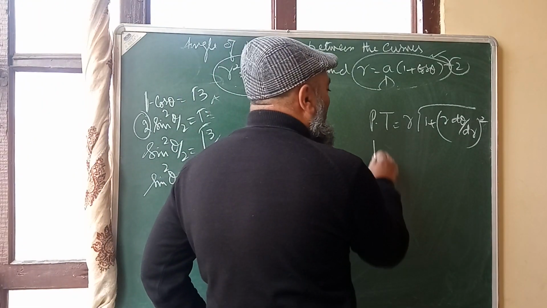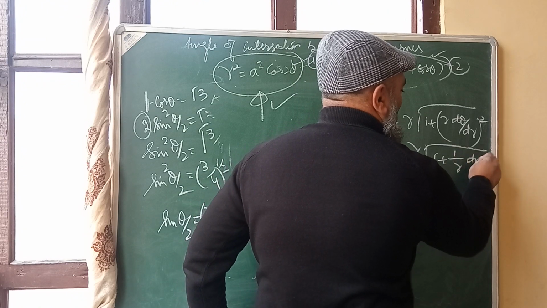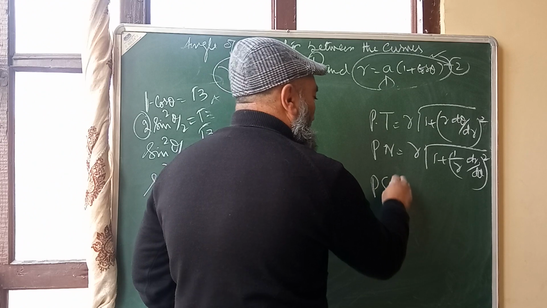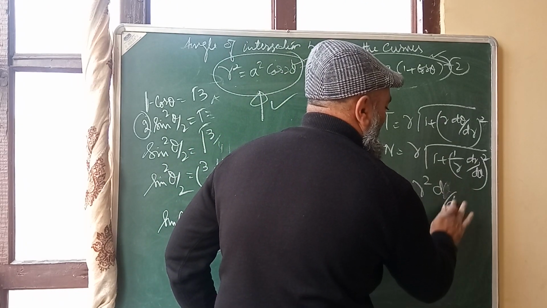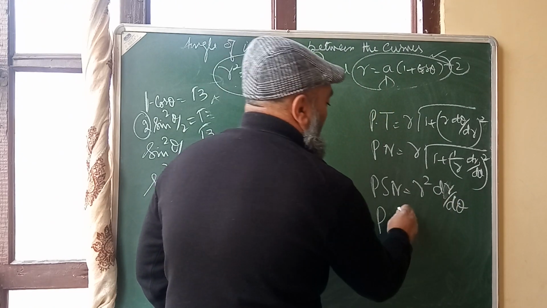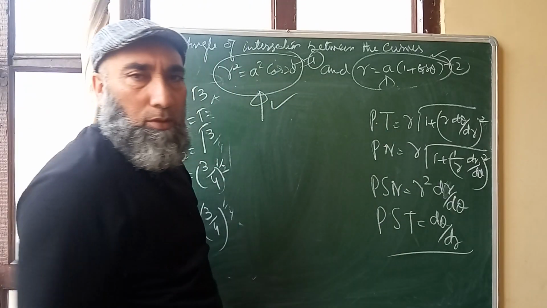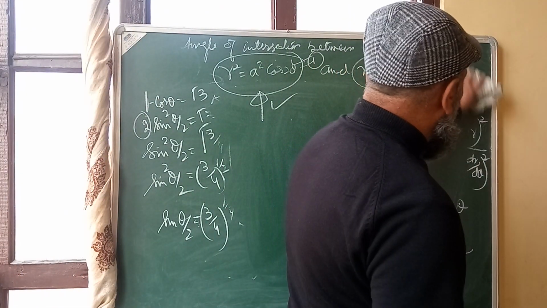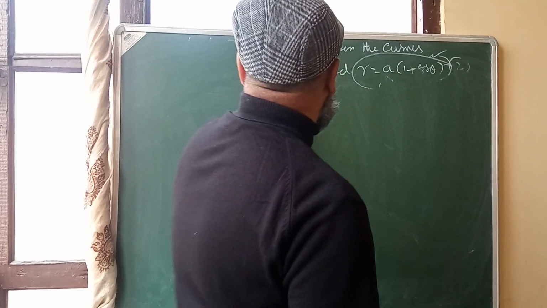What is the length of polar normal? It is r root of 1 plus 1 by r dr by d theta whole square. What is the length of polar subnormal? It is r square d theta by dr by d theta. What is the length of polar subtangent? It is r square d theta by dr. Simple, nothing to be worried about. You know everything. So let me just show you one question on this. The rest you will be doing on your own.